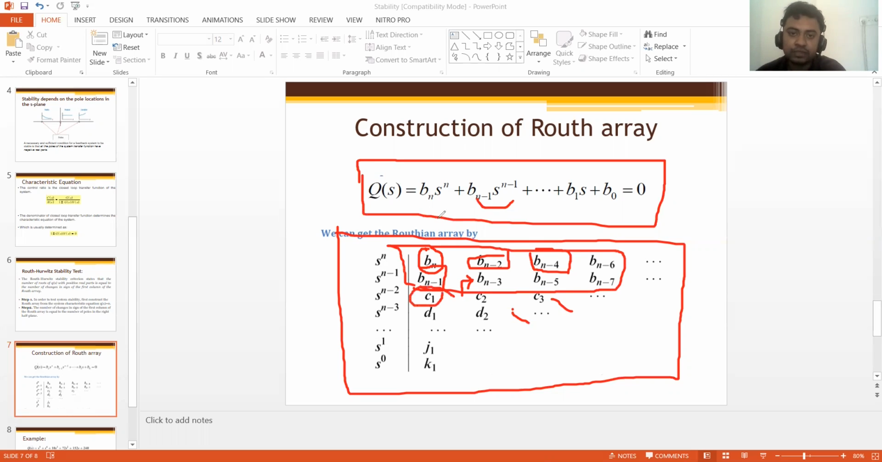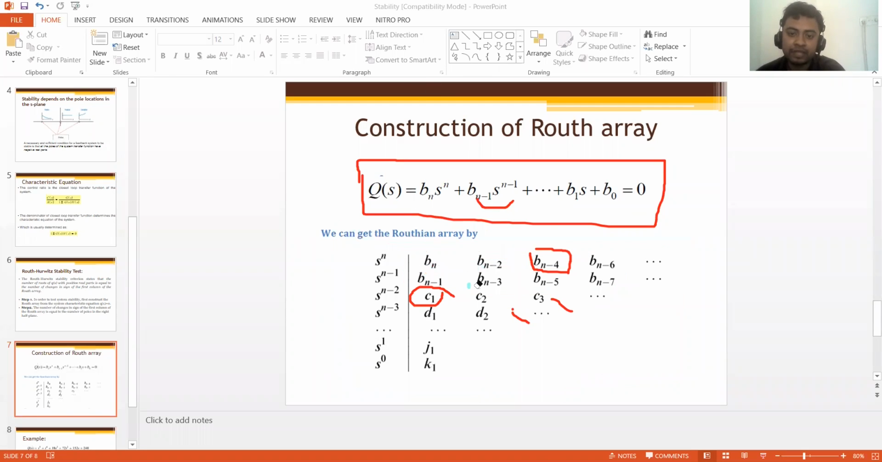So how to find C1? C1 can be found as: this term is multiplied by this term, minus the multiplication of these two terms, and finally the result is divided by this term, and we get C1, which is the first coefficient of s to the power n minus 2. So what will be the coefficient of s to the power n minus 4? This is C2. This also can be found in this manner. This term is multiplied by this term, minus this term multiplied by this term, and the result is divided by this term, and other coefficients are found in a similar fashion.